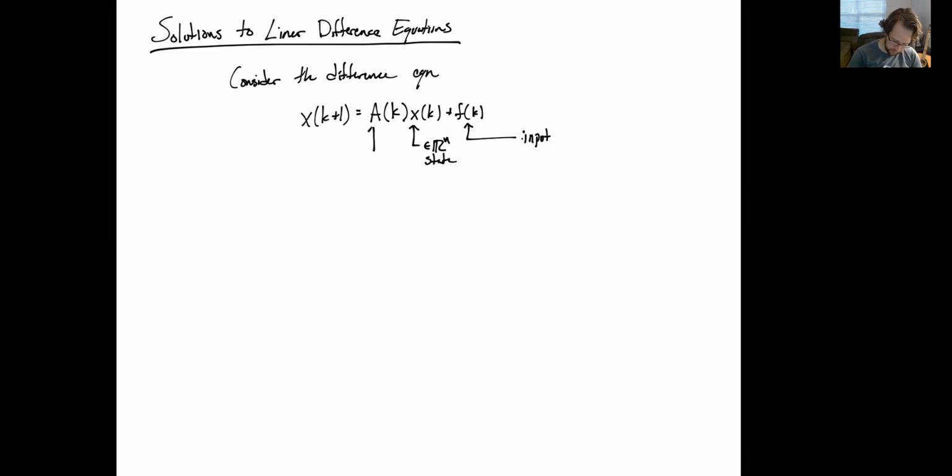This is our system matrix here, A, and this will be in R^n cross R^n. And k, again, is our time parameter, right? So this will be our time parameter, and this is in our natural numbers, which again is defined as 0, 1, 2, all the way up.